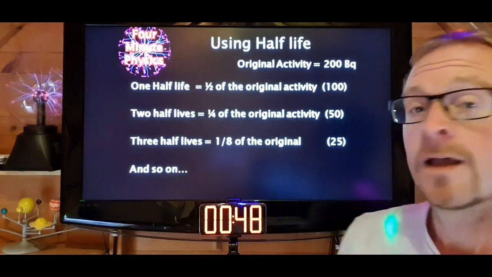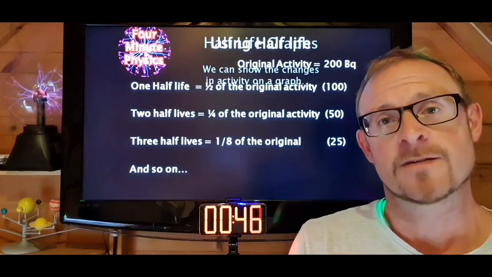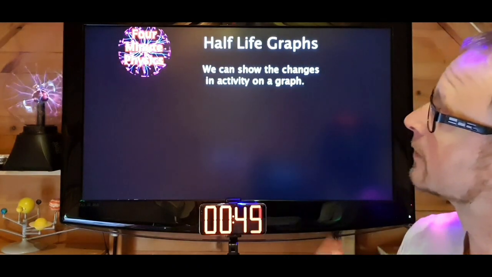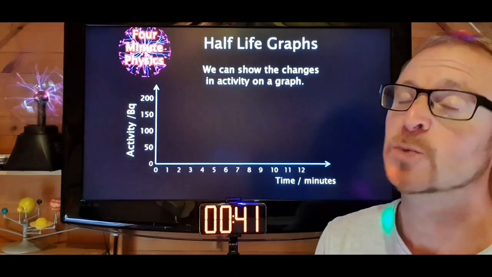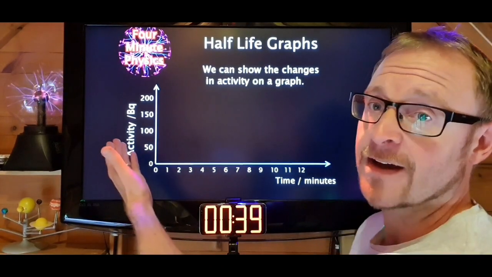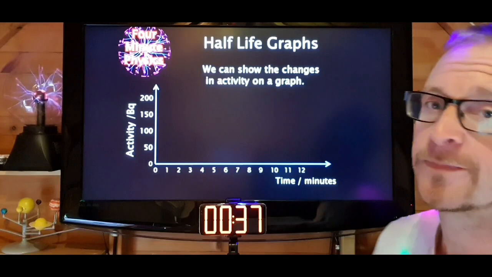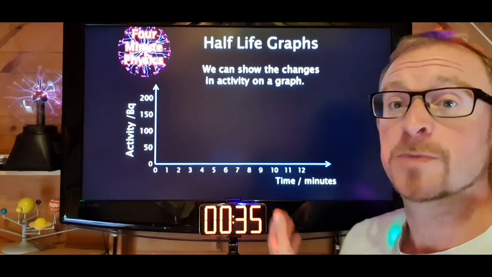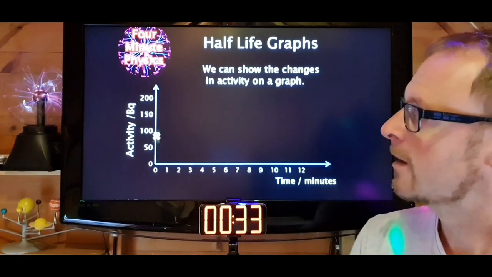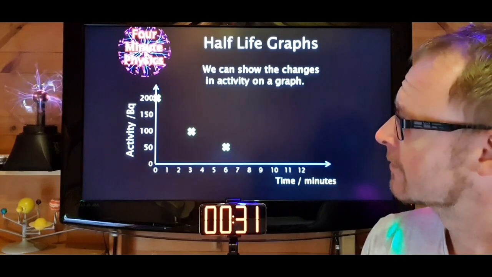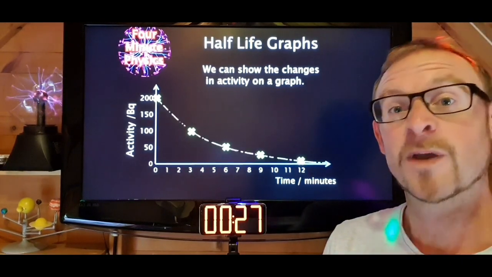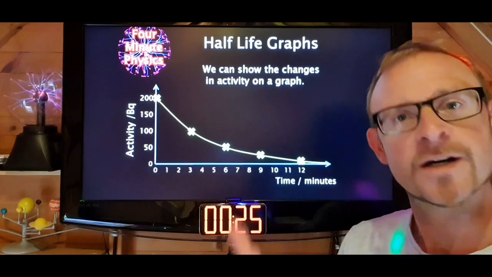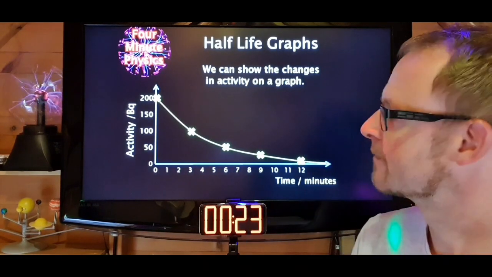We can also use graphs to represent this change. Now, if we were to draw a graph, we would need to make sure we know what we're drawing. We always need to make sure we label the axes. So up here we have activity, and along the bottom we have time. In this case I've represented time in minutes, but it could be years, seconds. We would then plot the points. And you can see here how those points, when we connect them together using a trend line, create this curve. This is called a decay curve.